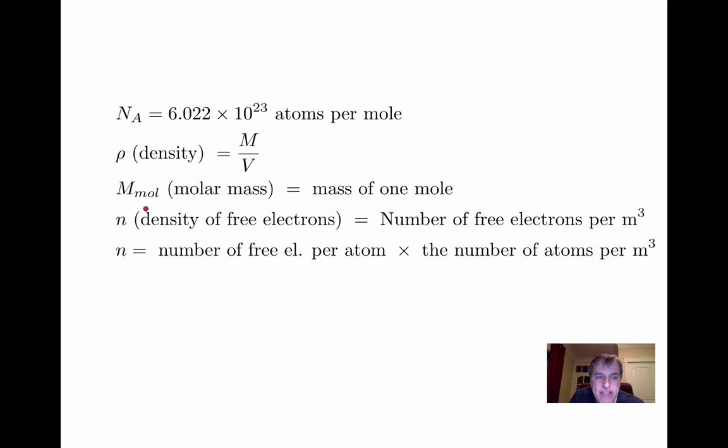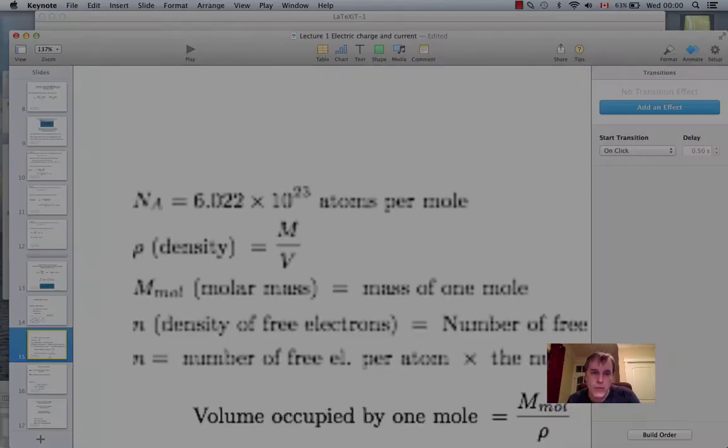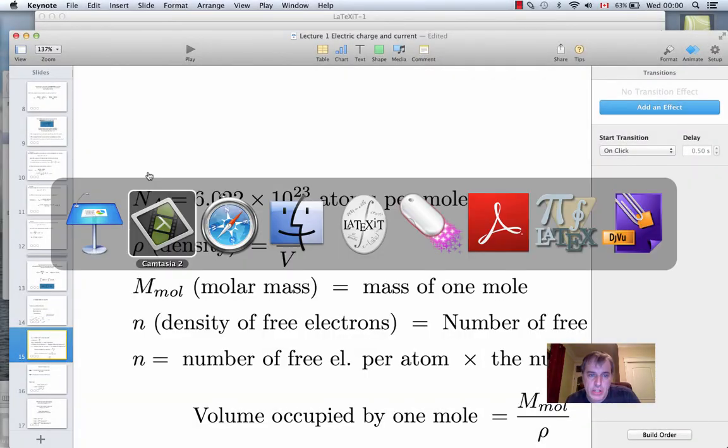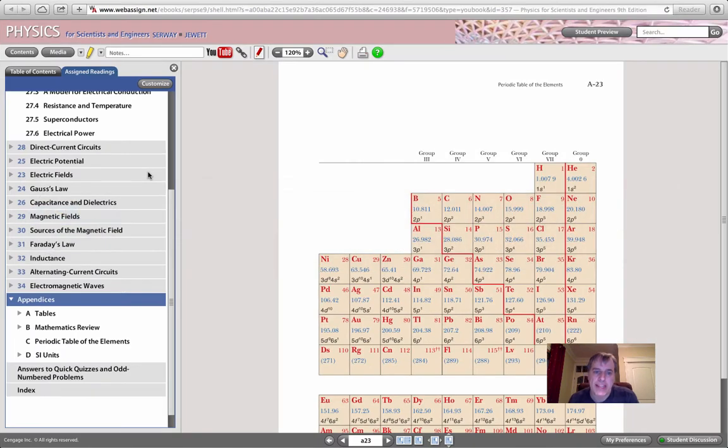Now this value is different for different materials. How do you find that? Let me get out of the presentation for a second, and I'll go to WebAssign and show you how to find the molar mass when you're in WebAssign. So let me switch to WebAssign.